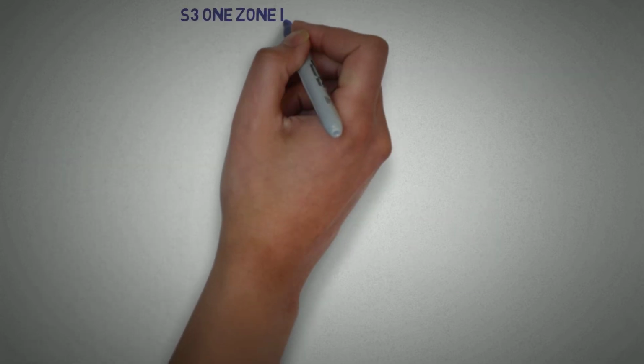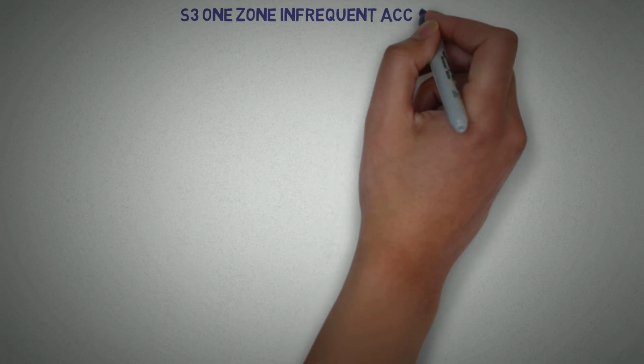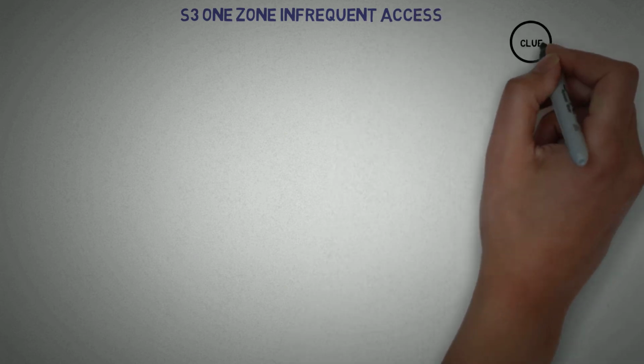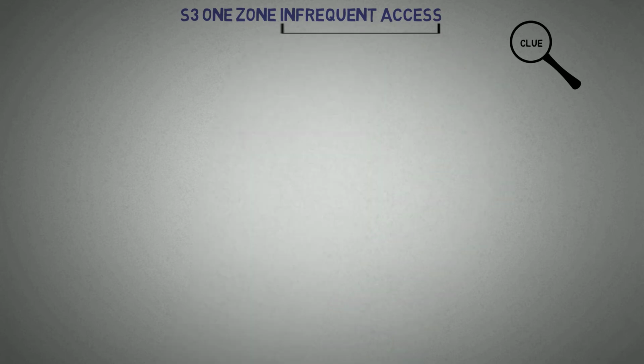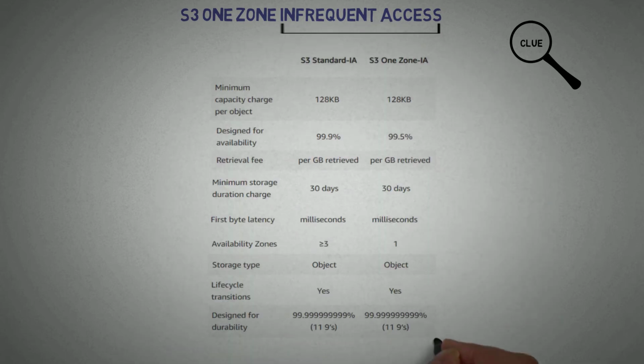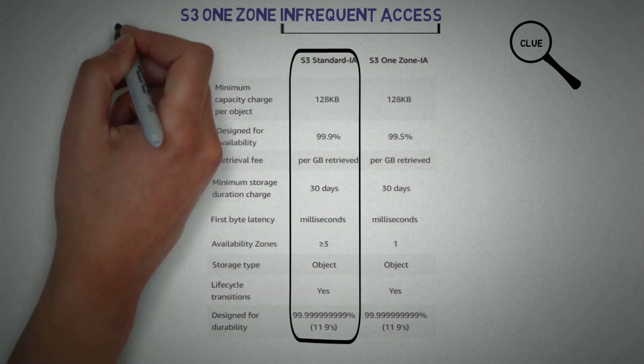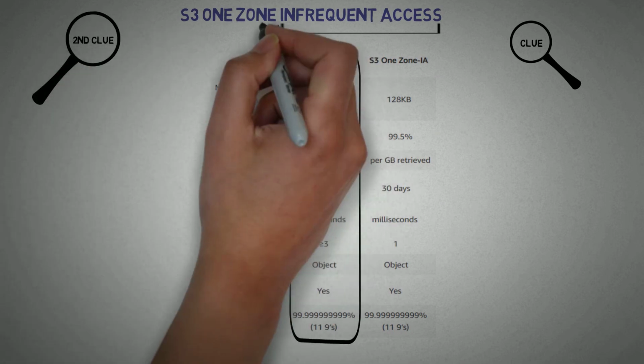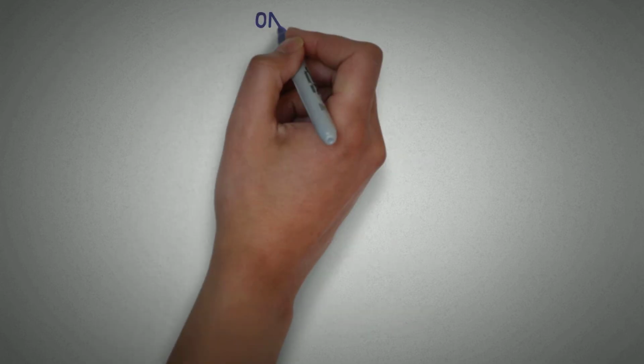S3 One Zone Infrequent Access. The first thing to be noticed here is that with this name we got a clue. That is, it is related to infrequent access, and it is. All of its properties are the same as S3 Infrequent Access, except for the second clue, that is one zone. And what does that actually mean?